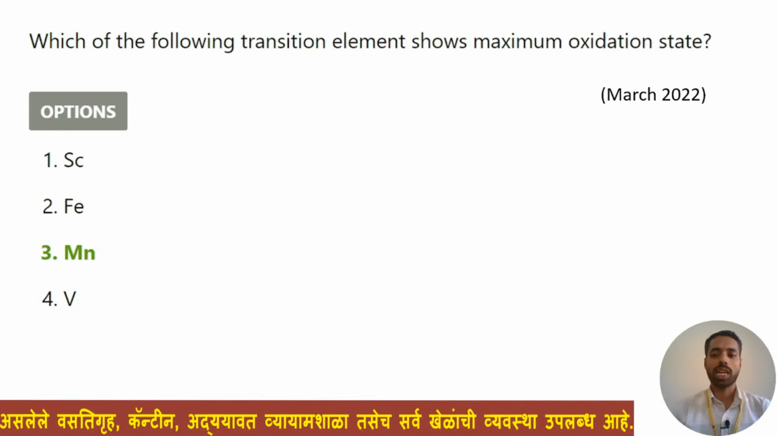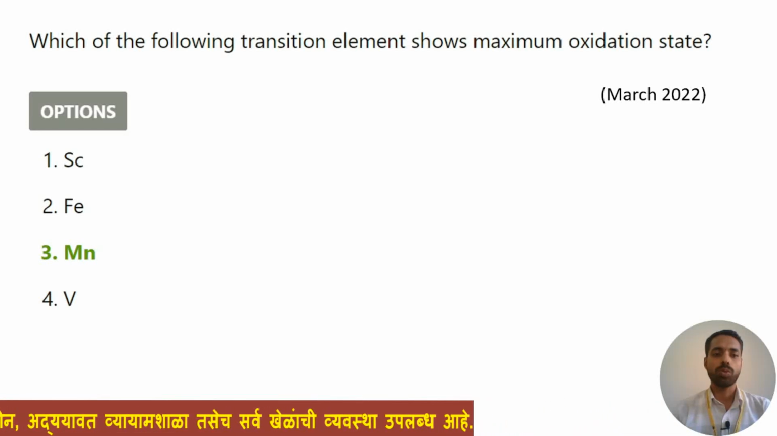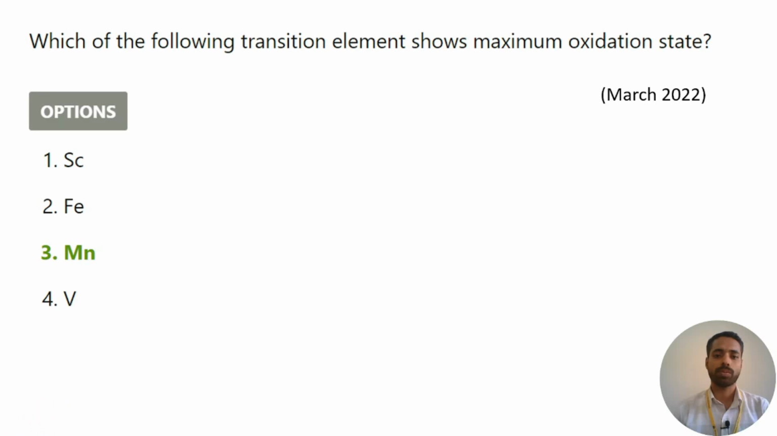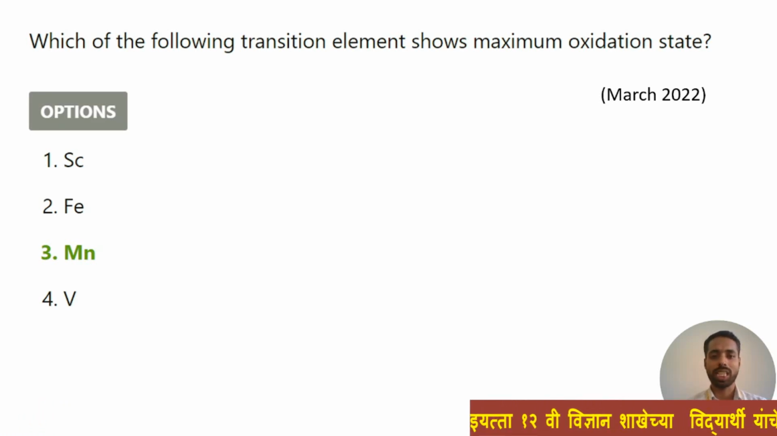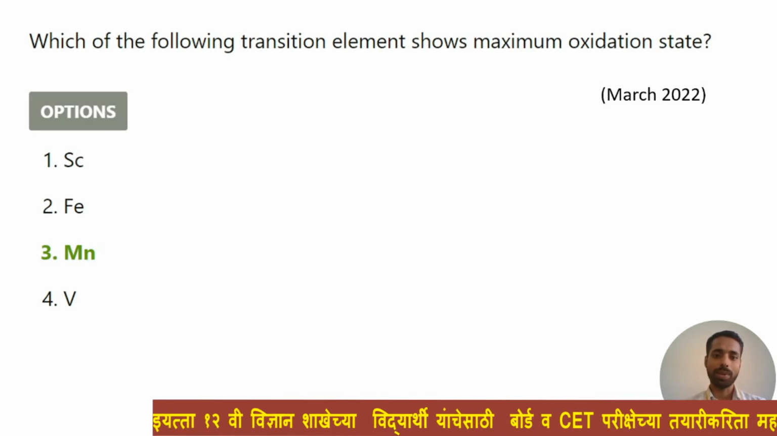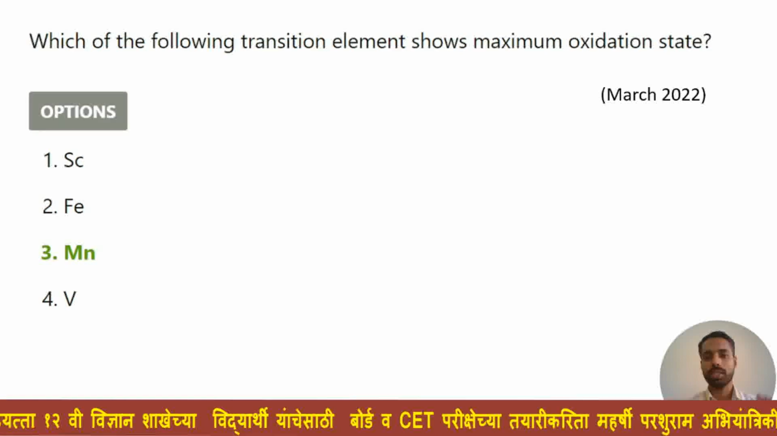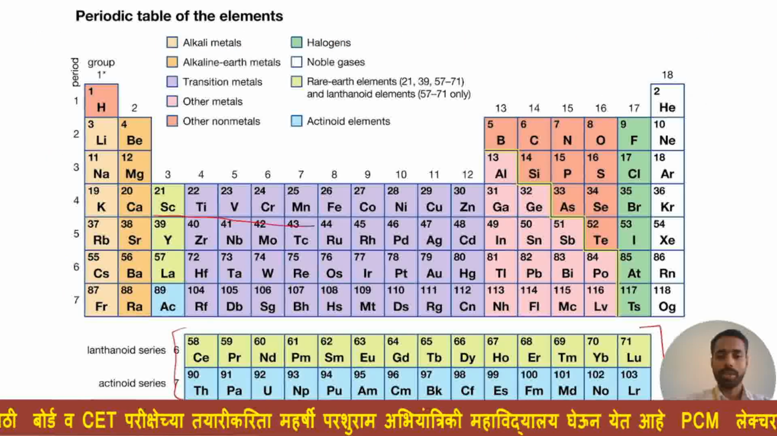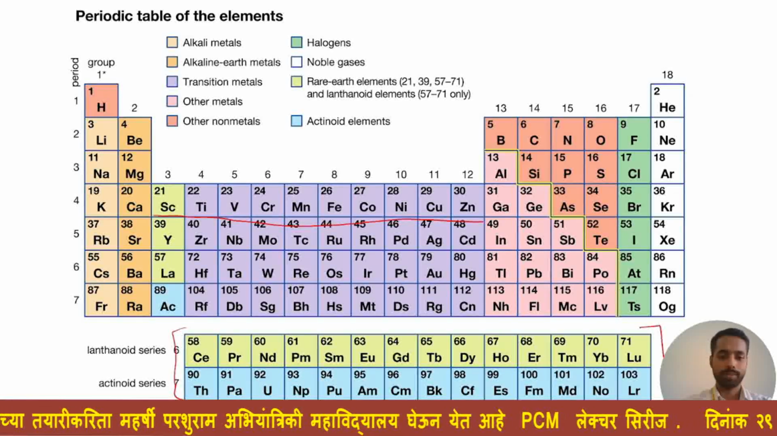This question was asked in March 2022. Which of the following transition elements shows maximum oxidation state? If you check these options, all these elements are from the first transition element series of the periodic table, from scandium to zinc.